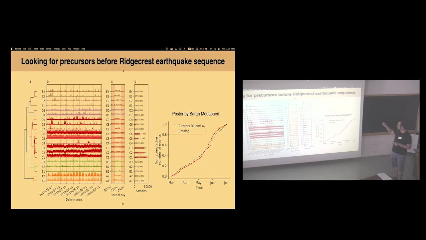Sarah has a poster on it, which you can see. And we only use these two clusters, D1 and D2, and calculate the cumulative number of events. And we show that we can capture the acceleration over time. But we detect fewer events than in the catalog.